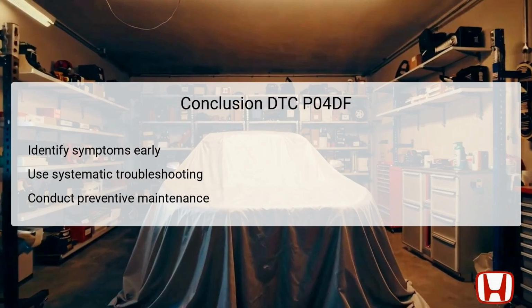In conclusion, understanding the significance of DTC P04DF, EVAP system high purge flow detected, is vital for effective troubleshooting and repair of the Honda Civic models from 2016 to 2021. Promptly identifying symptoms such as increased emissions and an illuminated check engine light is crucial for maintaining vehicle performance and emissions compliance. Employing systematic troubleshooting steps allows technicians to accurately diagnose issues, leading to the timely replacement of faulty components like the EVAP canister purge valve or non-return valve.